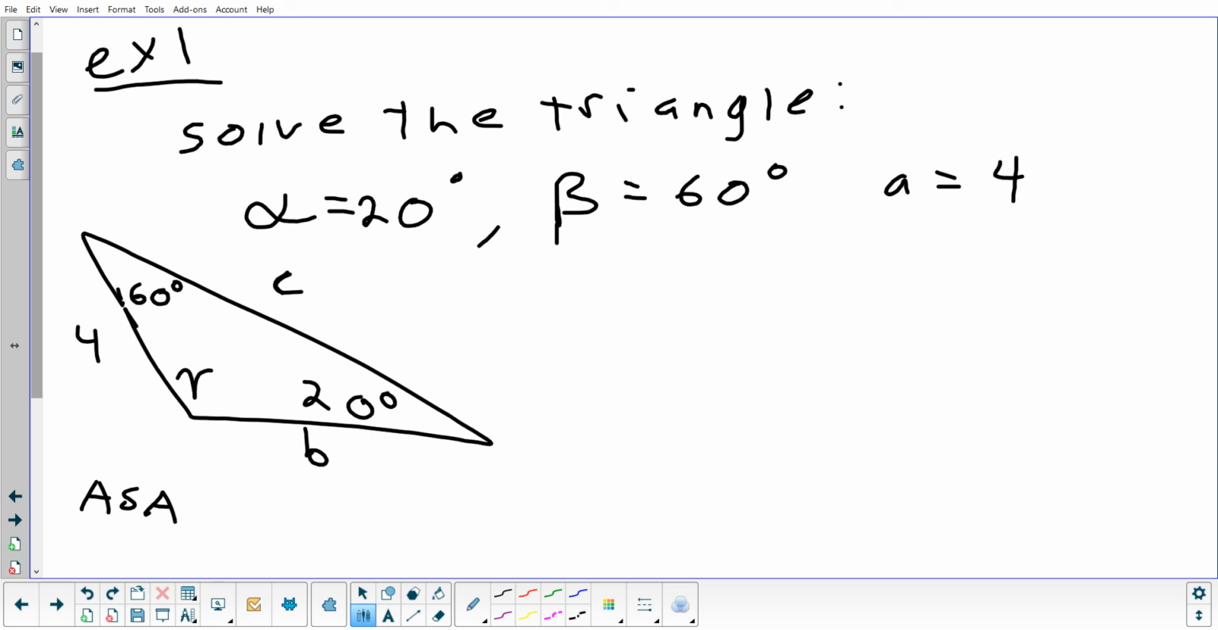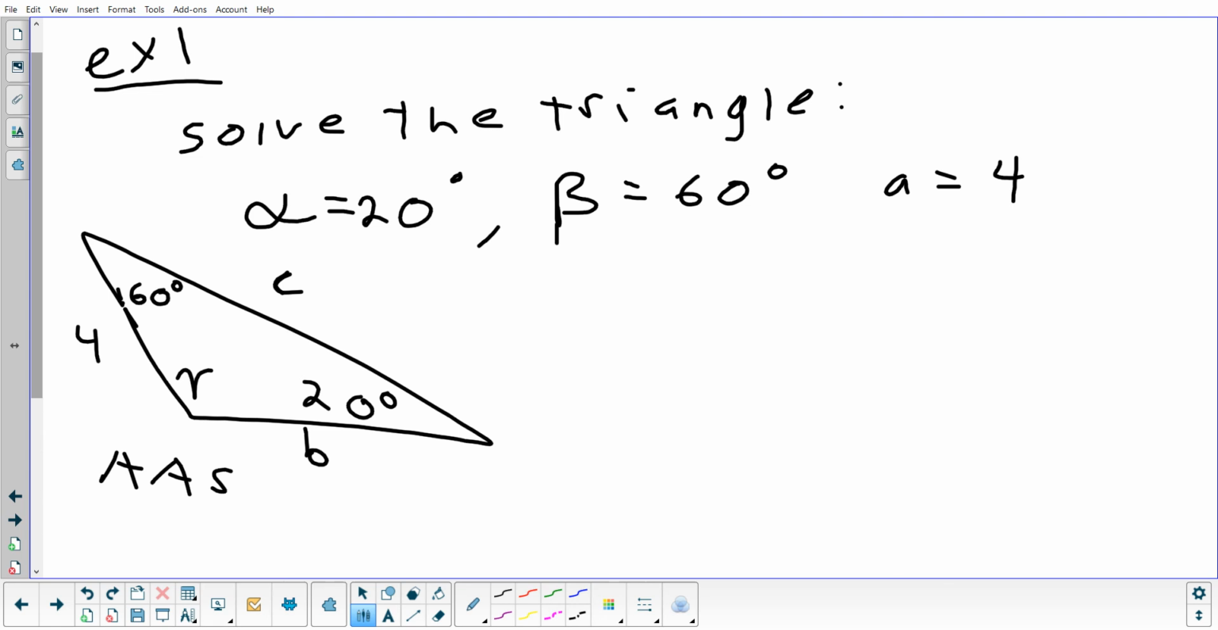Which type is this one? Yeah. SAA. It's AAS or SAA, you can say it either way. But the point is, you know two angles, and you know a side that is not between them. If you look that up in the notes, that is definitely law of sines. That's how you do it.